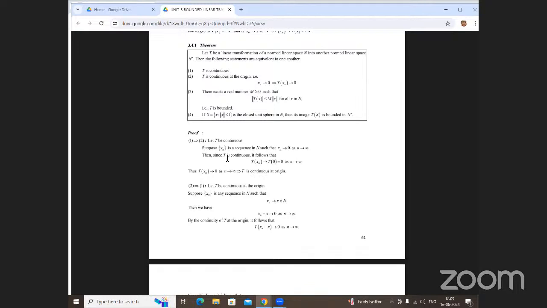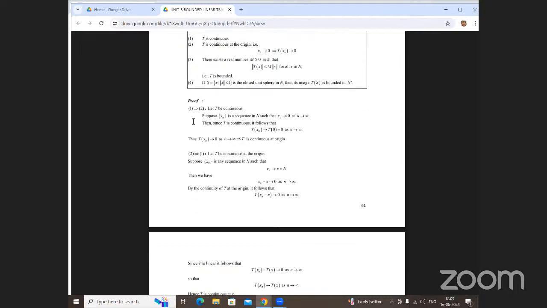Since T is continuous by the first condition, it follows that applying the transformation, T of xn converges to T of 0. We already know that the zero transformation means 0. So T of xn converges to 0 as n tends to infinity. So T is continuous at the origin. That is the simple proof. And again, if T is continuous at the origin, then automatically T is continuous. That is the if and only if part.